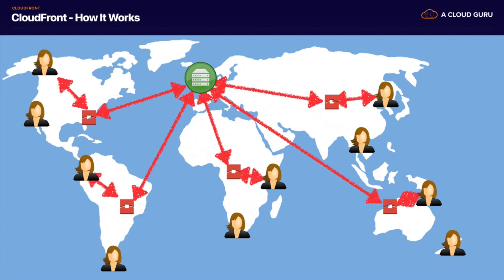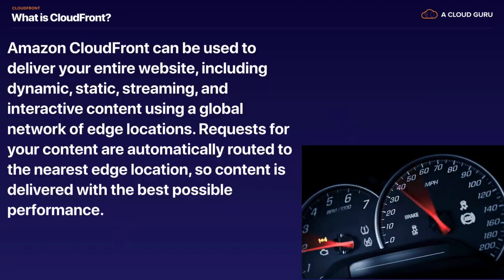What that means is if another user then queries that edge location for the same video, that video is already downloaded to the edge location, and that user will be able to download it a lot quicker because you don't have to go all the way to London to get it. It could be cached in US East 1, or in South America, or in South Africa, etc. So that's CloudFront, and that's how it works. It can be used to deliver your entire website, including dynamic, static, streaming and interactive content using a global network of edge locations. A request for your content is automatically routed to the nearest edge location, so content is delivered with the best possible performance. So you get really good performance out of CloudFront.